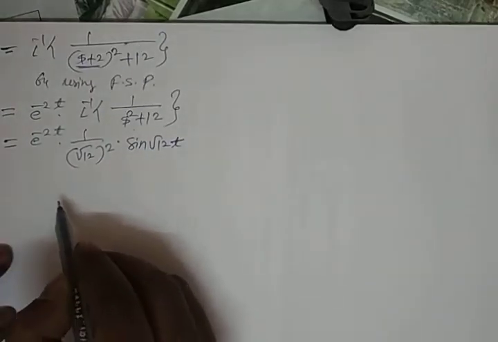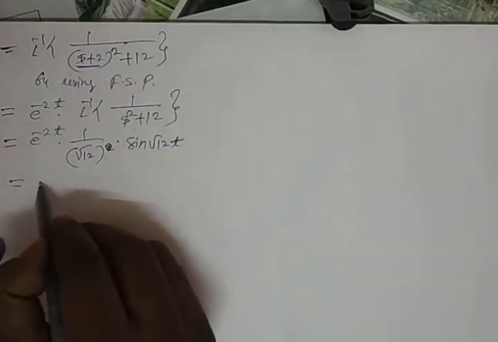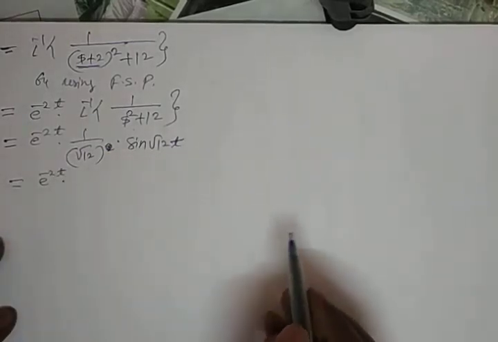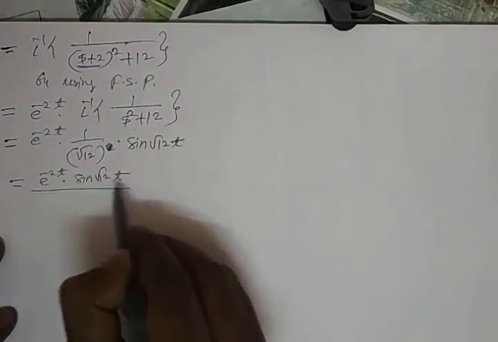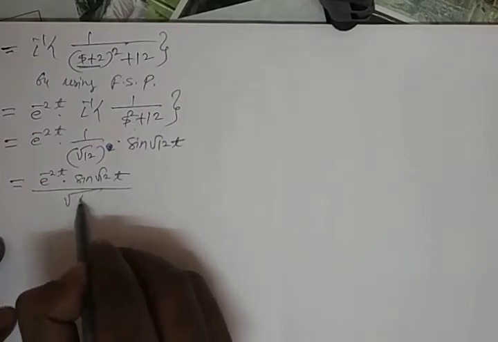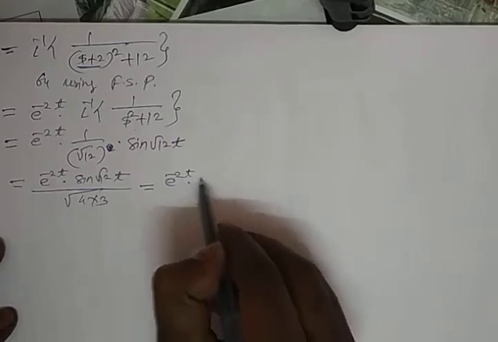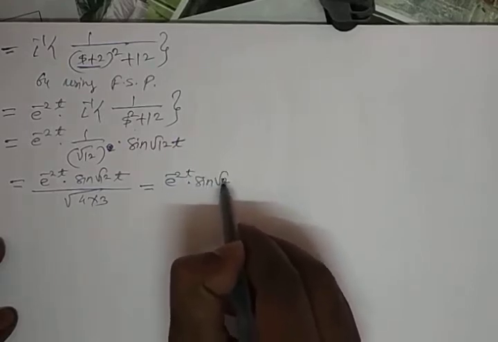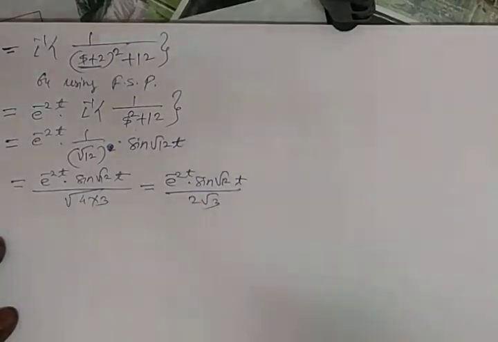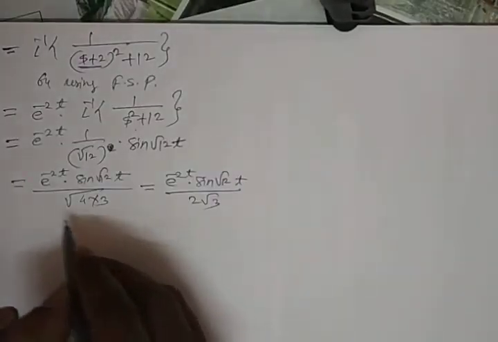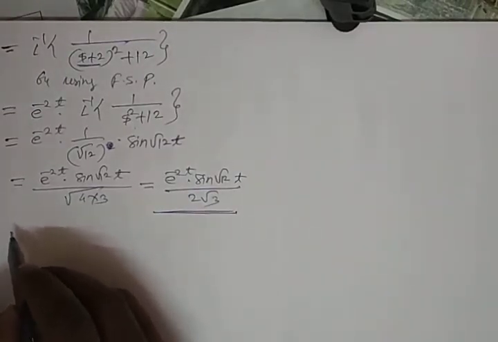Okay, and this can be written as finally e raised to minus 2t into 1 upon root 12 into sine of root 12t. Sorry, not square here. So e raised to minus 2t into sine of root 12t divided by root 12, and root 12 can be written as root 4 into 3, and finally this can be written as e raised to minus 2t into sine of root 12t divided by 2 root 3. Okay, this is 2 root 3, and this is the answer. So I hope you got this particular example.